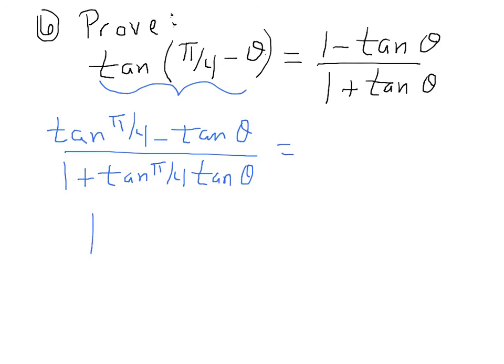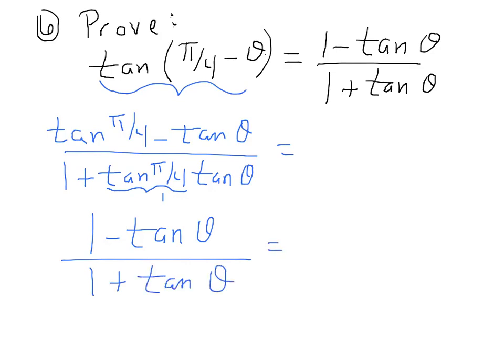And now we're going to simplify. Well, tangent of pi over 4 is 1, minus tangent of theta, divided by, this is 1 times tangent of theta, which is just tangent of theta. And just like that, we are done. Okay. So just using the tangent of a difference formula to verify that the tangent of pi over 4 minus theta is 1 minus tangent theta over 1 plus tangent theta.